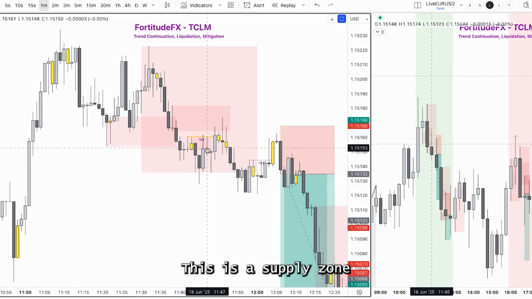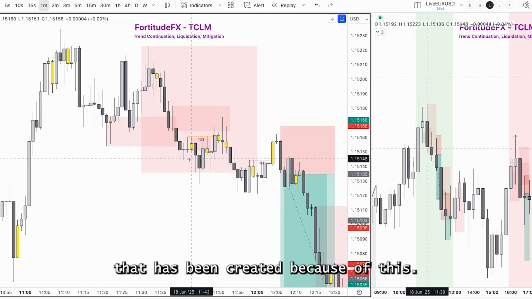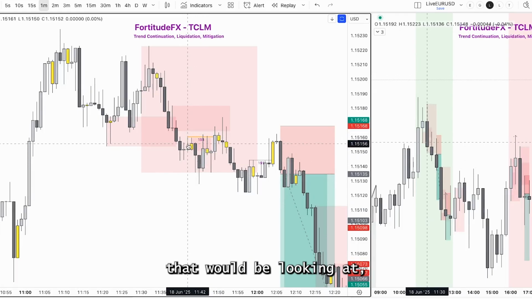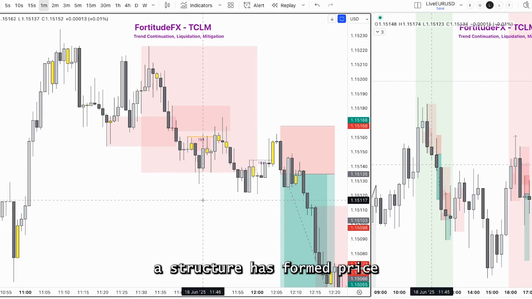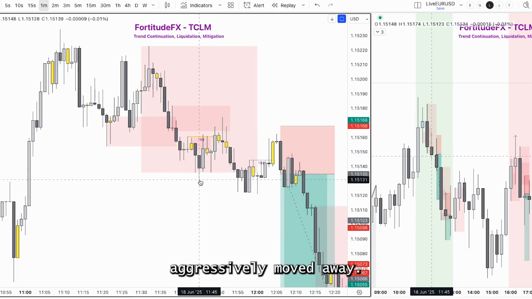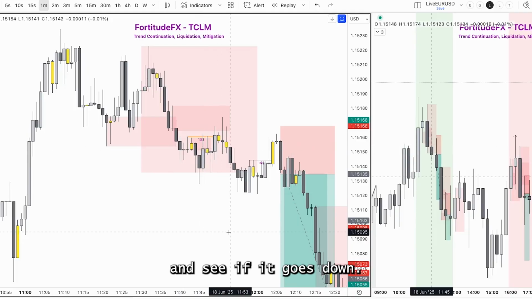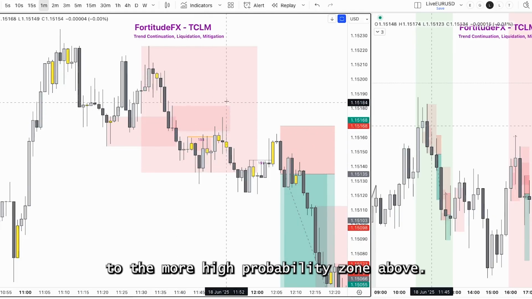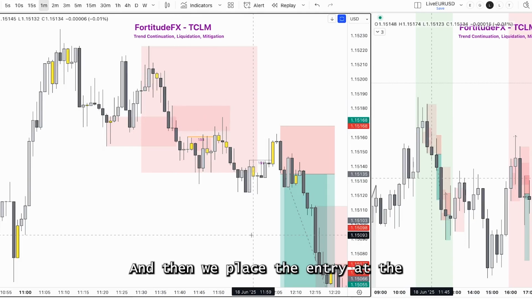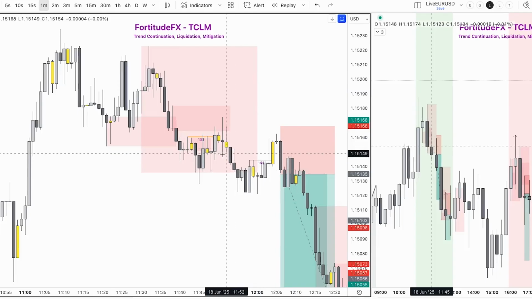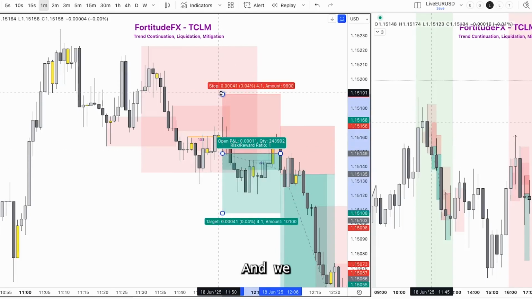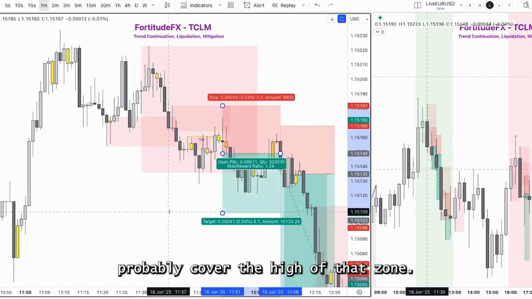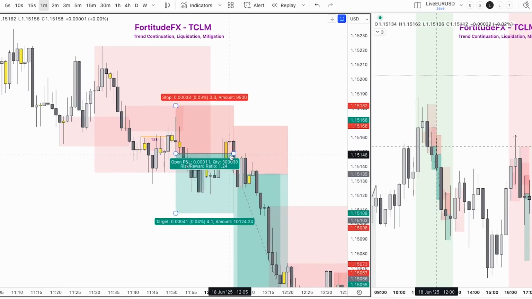This is a supply zone that has been created because of this. And there could be people looking at it: a structure has formed, price aggressively moved away, I'm going to tap into this and see if it goes down. But then they get run out to the more high probability zone above. And then we place the entry at the breakout of this candle here. And we probably cover the high of that zone.